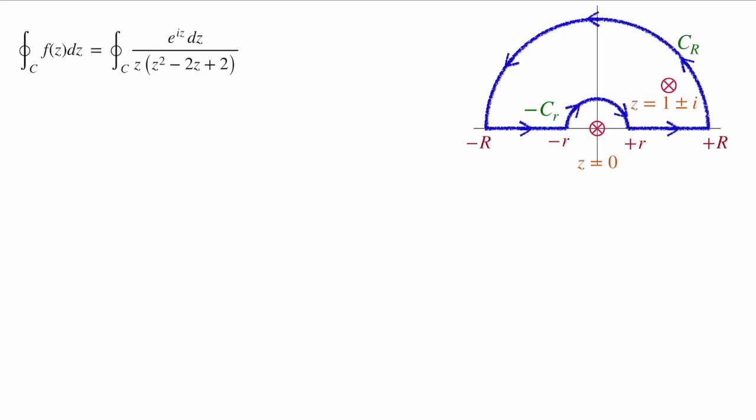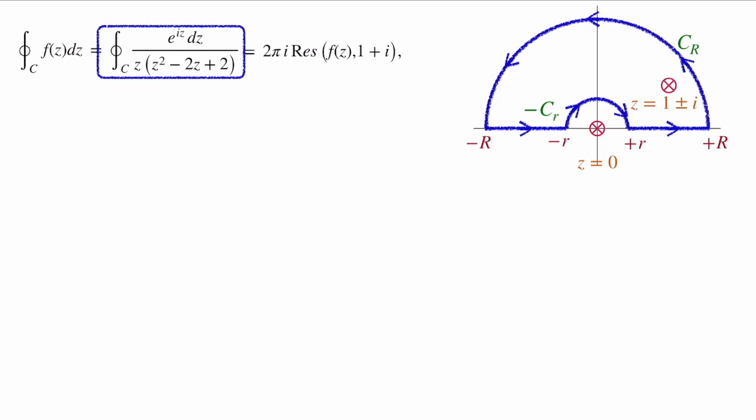Let's once again look at this integral. The integral along the closed contour C of f(z) dz is equal to the integral along the closed contour C of e^(iz) dz divided by z(z² − 2z + 2). This integral has to be evaluated along the contour C given in the figure. We know that the value is equal to 2πi times the only residue inside the contour, that is, the residue of f(z) at z = 1 + i.